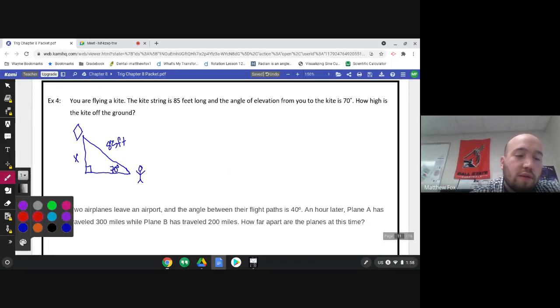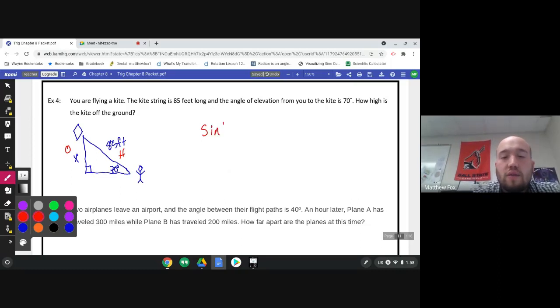And now we want to label. So if we think about it, this is our hypotenuse. This is our opposite side. So sine, right? SOHCAHTOA, we use sine of 70 over 1 will equal the opposite, x over hypotenuse, so 85. We cross multiply, 1 times x is x.